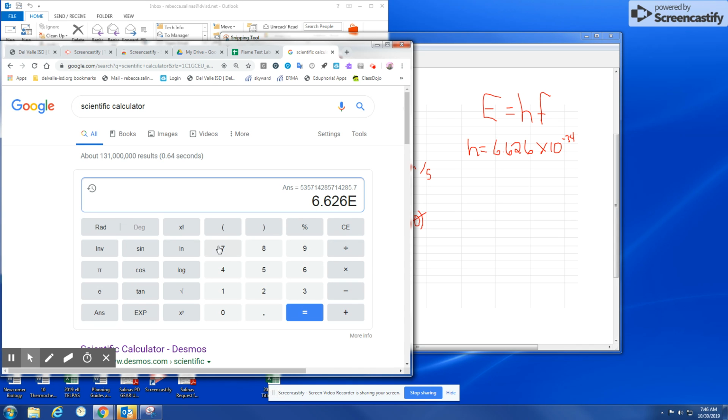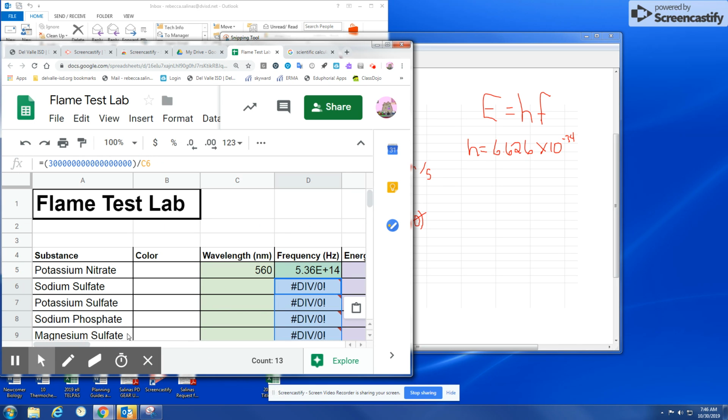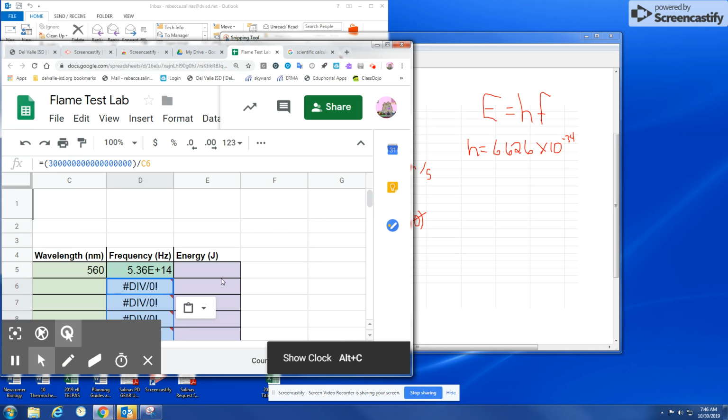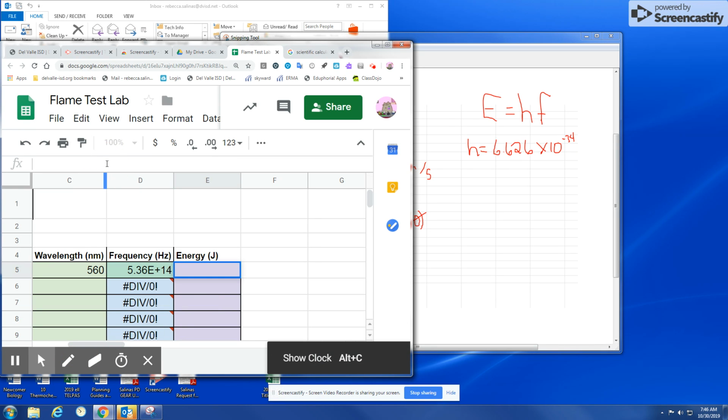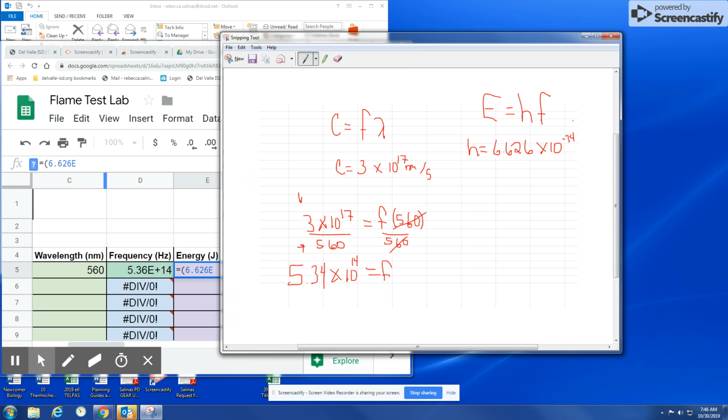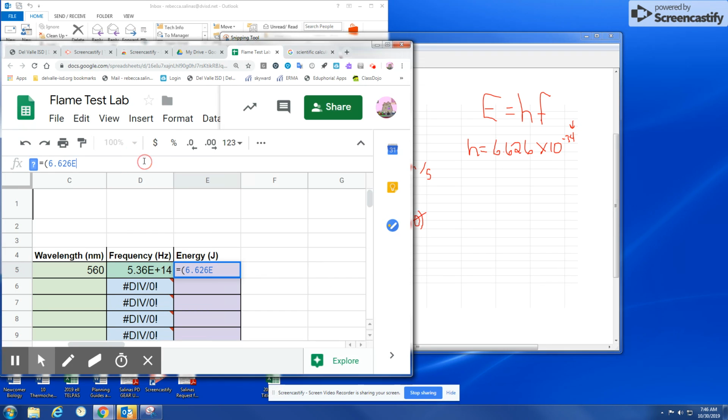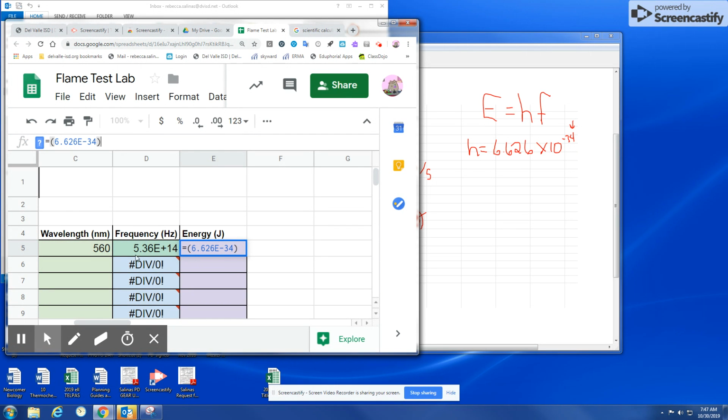How do you do negatives on here? Oh, you know what? Let's not even deal with it. Let's go ahead and type it into our spreadsheet. So again, I'm going to do an equal sign. 6.626 E. This time it is a negative exponent, so I'm going to do negative 34. And I'm going to multiply it by the frequency, which I have here in this column. So I'm just going to click right there where the frequency is.